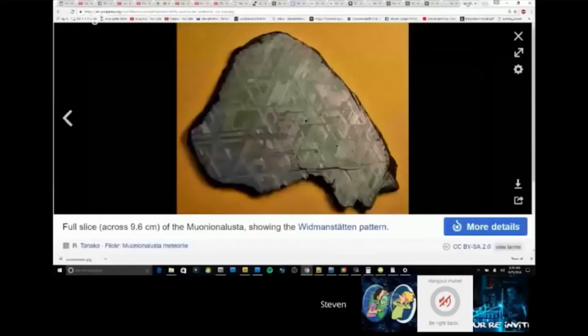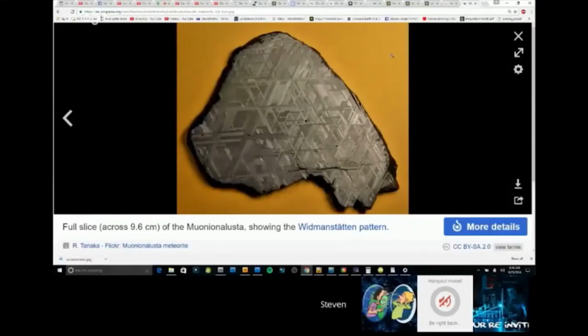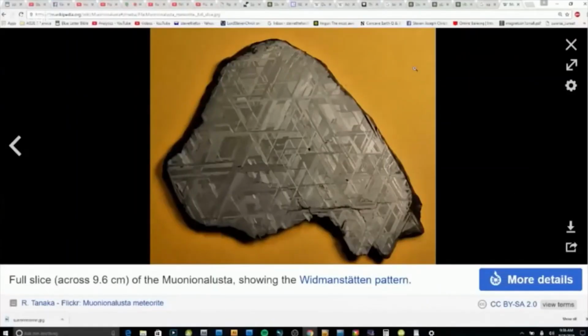I've got to share the screen here. Look at that. Isn't that wild? It's a slice of an octahedrite meteorite. They all exhibit that Widmanstatten pattern. You won't find a rock like that on Earth, I mean, derived from Earth.